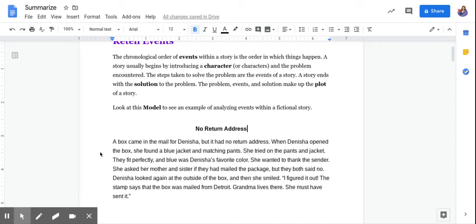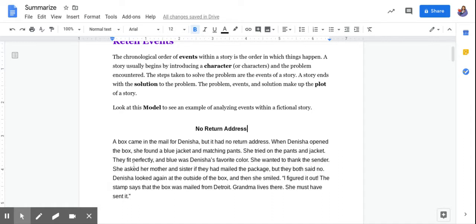A box came in the mail for Denisha, but it had no return address. When Denisha opened the box, she found a blue jacket and matching pants. She tried on the pants and jacket. They fit perfectly, and blue was Denisha's favorite color. She wanted to thank the sender. She asked her mother and sister if they had mailed the package, but they both said no. Denisha looked again at the outside of the box, and then she smiled. I figured it out. The stamp says that the box was mailed from Detroit. Grandma lives there. She must have sent it.